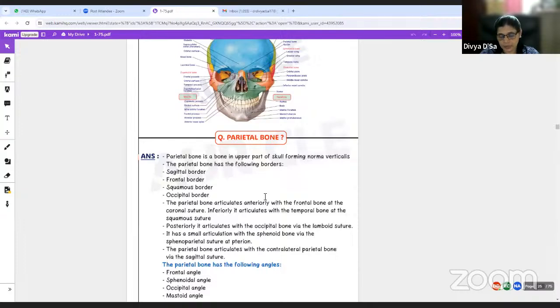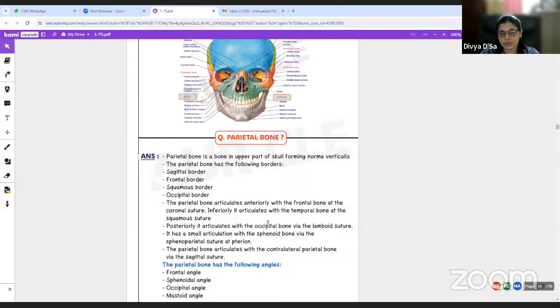It will have a sagittal border that is in the midline, where it forms a sagittal suture articulating with each other. Then it has the frontal border, which will be articulating with the frontal bone. Then the squamous border articulating with the temporal, and the occipital border articulating with the occipital bone.